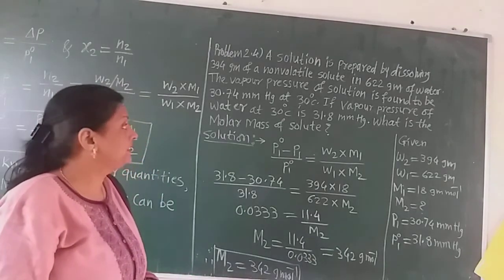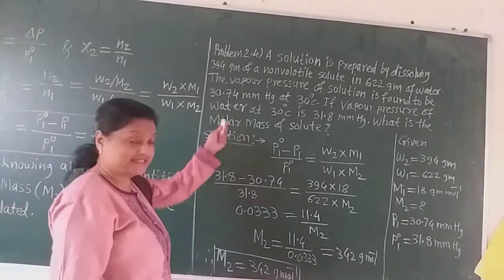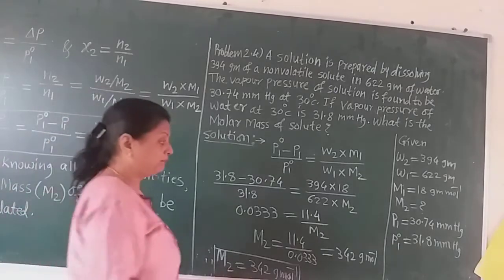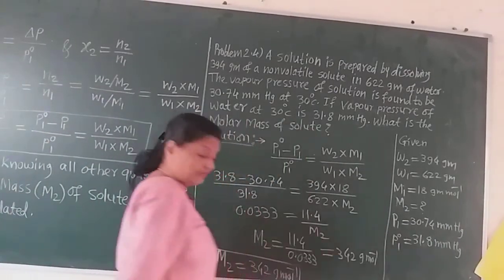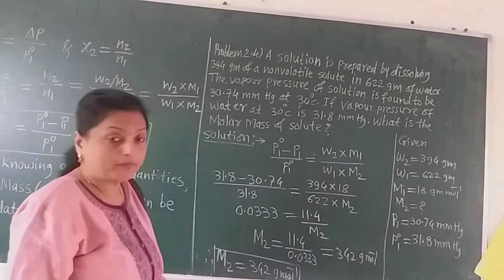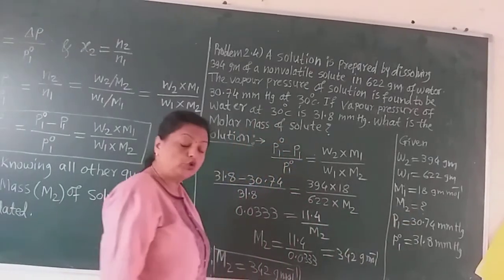And they have given us the vapor pressure of the solvent. Vapor pressure of water means vapor pressure of the pure solvent, and it is denoted by P01. So the vapor pressure of pure solvent water is 31.8 mm of Hg. And they ask us to calculate the molar mass of the solute, M2.